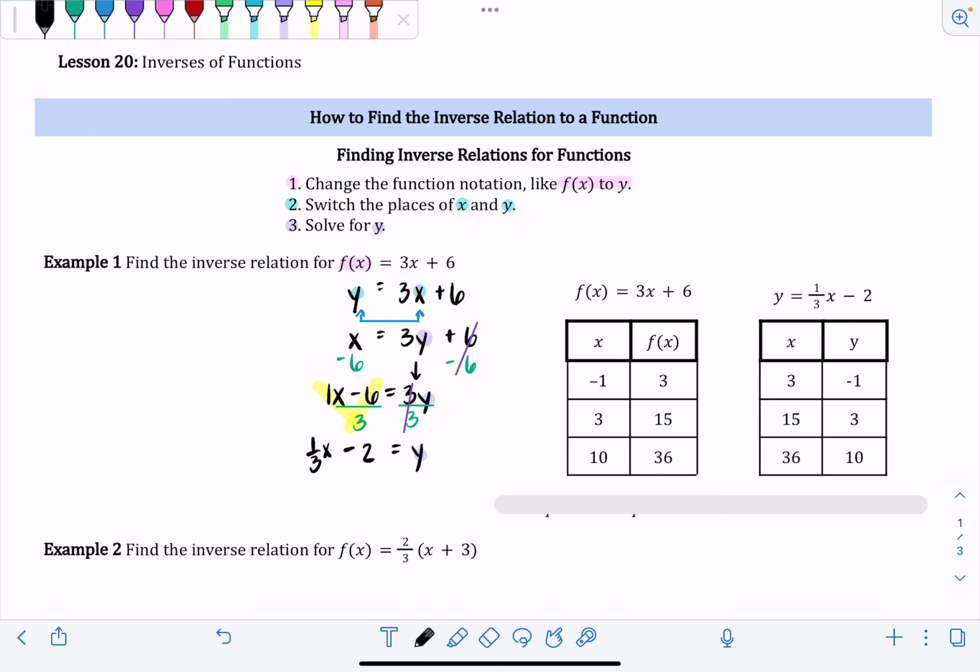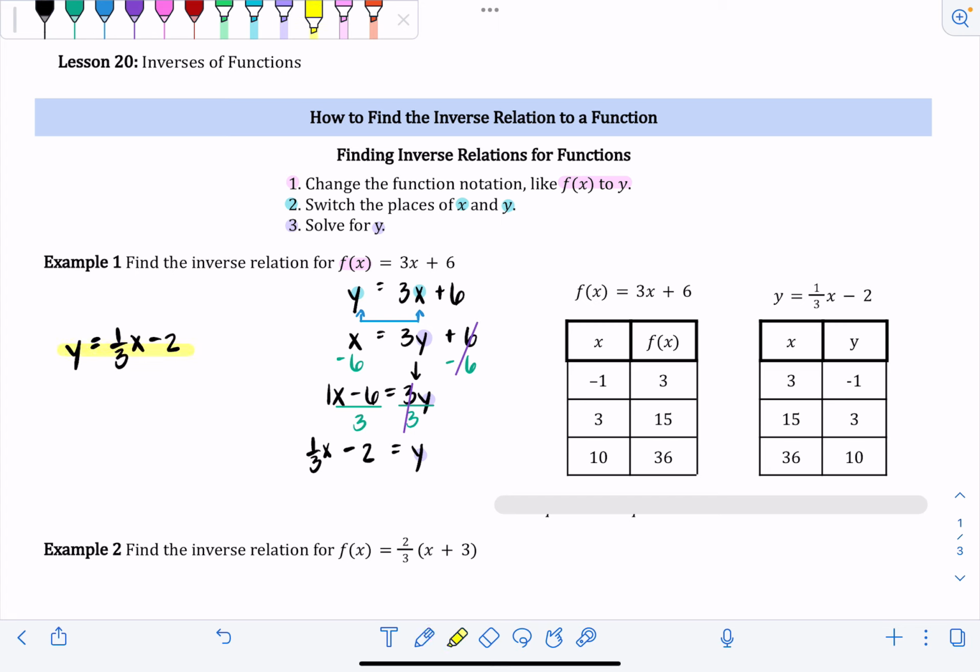When you have multiple terms, like in the numerator, the x is one term, the negative 6 is another term. If you have multiple terms in the numerator, you divide both of them by the number in the denominator. So that result is 1/3 x minus 2. And now we just want to write the equation with y on the left side of the equal sign. It's a little bit more standard. So it'd be y equals 1/3 x minus 2.